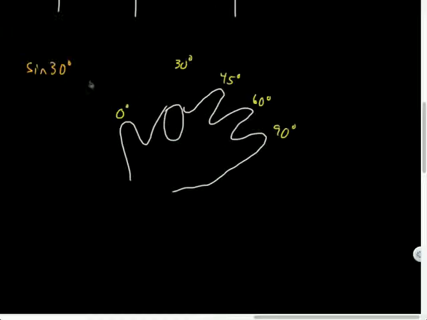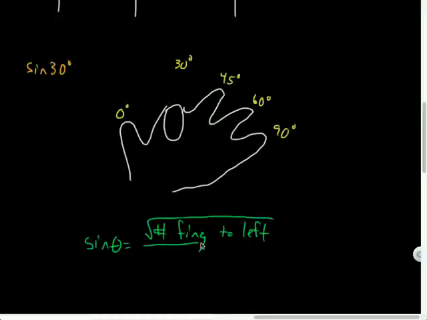So here we go. For sine of 30, or sine of any angle, I'll give you the rule. Sine of theta is equal to the square root of the number of fingers to the left, and then divide by 2. So sine of 30, how many fingers are to the left of the down finger? There is 1 finger. So what's the square root of 1? 1, and divide by 2. Okay?